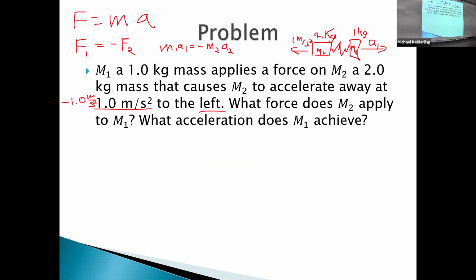So here we have two masses. Mass 1, a 1 kilogram mass, applies a force on mass 2, which is a 2 kilogram mass, that causes mass 2 to accelerate away at 1 meter per second squared to the left. So minus 1 meter per second squared. What force does mass 2 apply to mass 1? And what acceleration does mass 1 achieve?